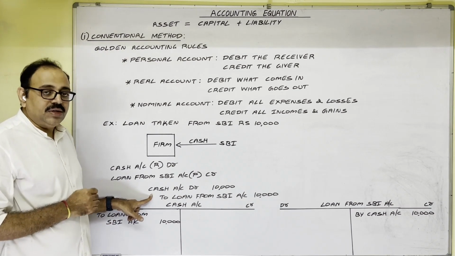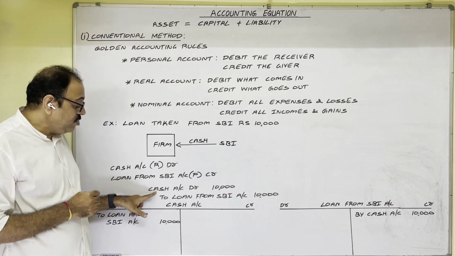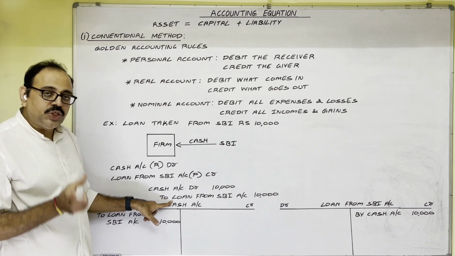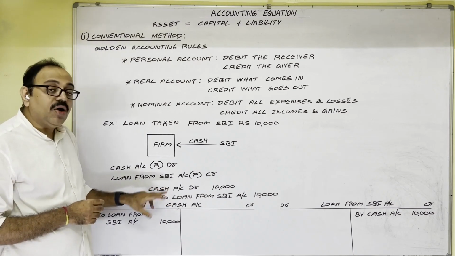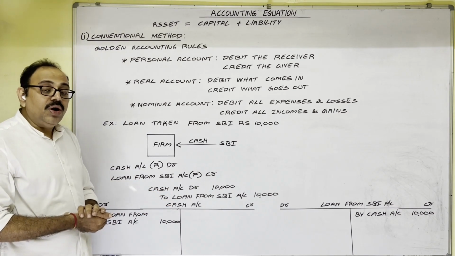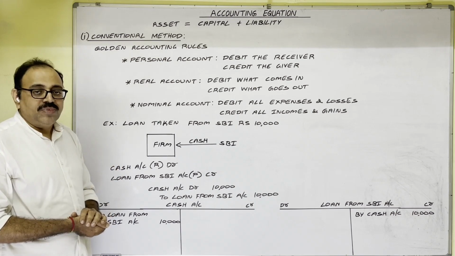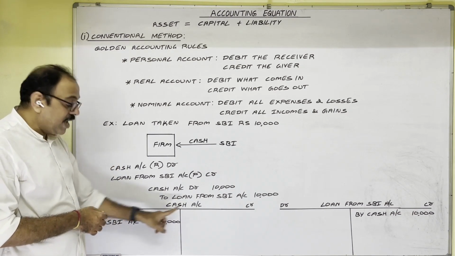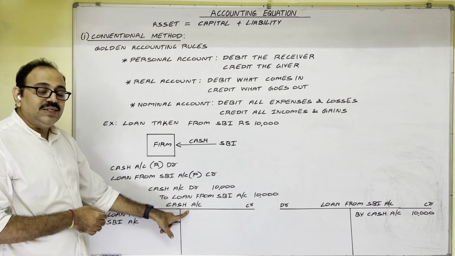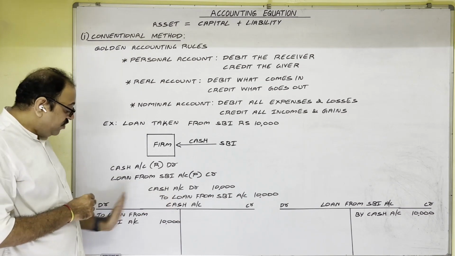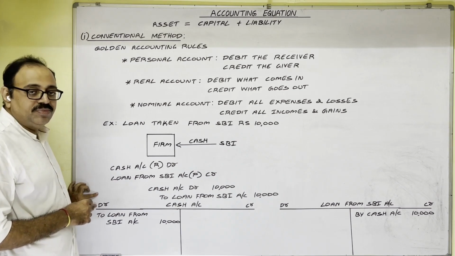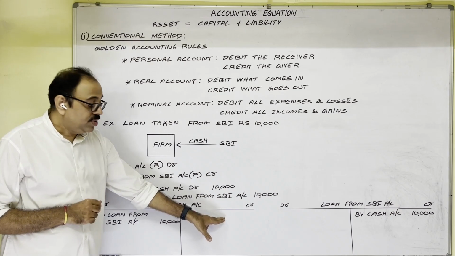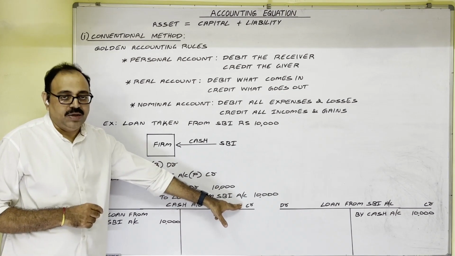Then in the ledger we prepare cash account and loan from State Bank of India account separately. In these two accounts, this entry we have to record. That recording is known as posting. How to record? In cash account. So this is called cash account. An account is divided into two sides. The left side is known as the debit side, to indicate that, DR symbol. The right side is known as the credit side, to indicate that, CR symbol.